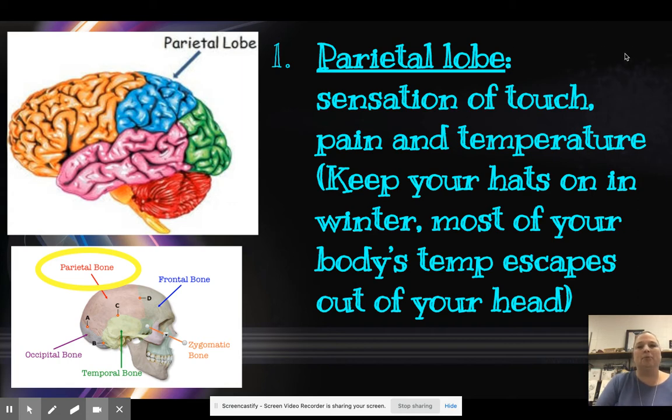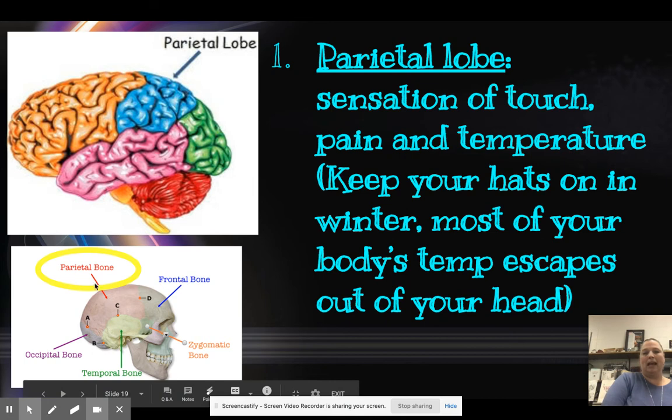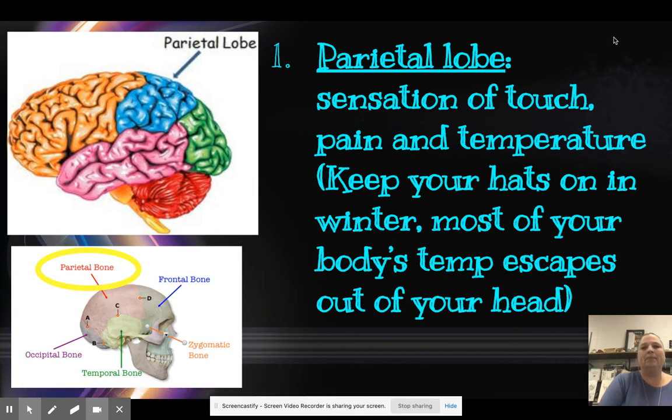The blue area is our parietal lobe. Remember that we get the name from the parietal bone that you see right here in that diagram. This is where we have our sensation. Remember, we have our sensory strip in there. Sensation of touch, pain, and temperature. You ever heard people say you need to put your hat on because it's cold outside? Well, it's not necessarily because it's been proven to make you sick if you don't, but it's because this is the part of your brain that reacts to heat and cold. So if it's cold outside, it escapes out the top of your head. That's what senses that you're cold or you're hot. So that's kind of where that comes from, I believe.